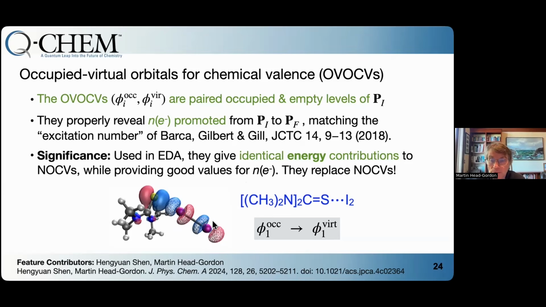So this is the halogen bond between this carbon-sulfur double bonded compound and the iodine molecule. And this is the occupied orbital for chemical valence, and this is the virtual one. The virtual one is on iodine, and you can see it looks sigma star-like. And the occupied one is on the sulfur, and you can see it looks like a lone pair. And so this is showing you the lone pair into sigma star donation.